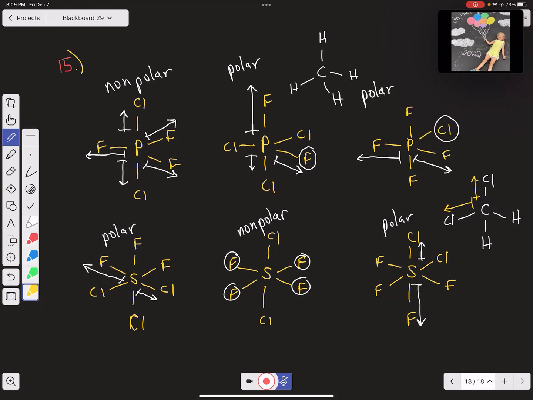So that's a good question to review. It's more than just the symmetry. It also has to have polar bonds. A carbon hydrogen bond is non-polar. So yes, it's symmetrical, but it's non-polar for other reasons as well.